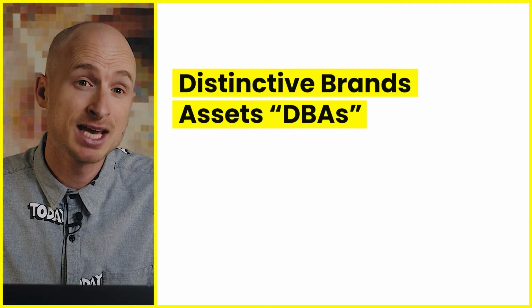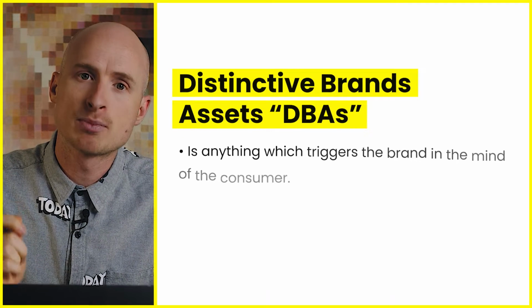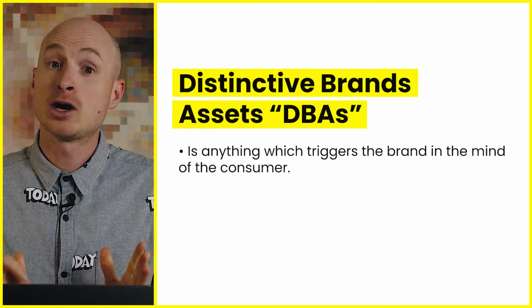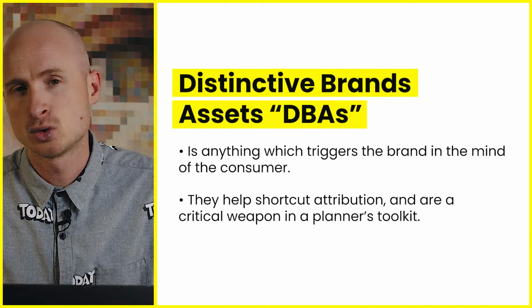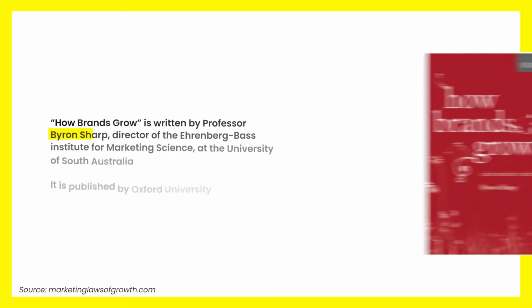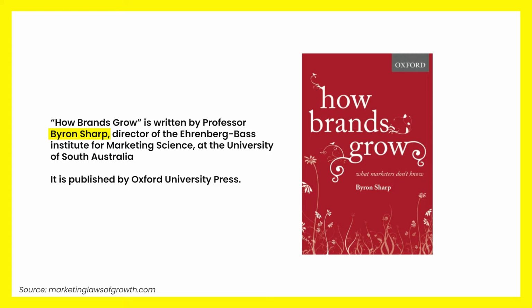The simplest way to describe distinctive brand assets, or DBAs, is anything which triggers the brand in the mind of the consumer. They help shortcut attribution and are a critical weapon in a planner's toolkit. The term comes from Byron Sharp's How Brands Grow, but you might also hear them referred to as brand codes or even fluent devices. They come in many shapes and sizes, and today we're going to use this framework from How Brands Grow Part 2 to show some famous examples.